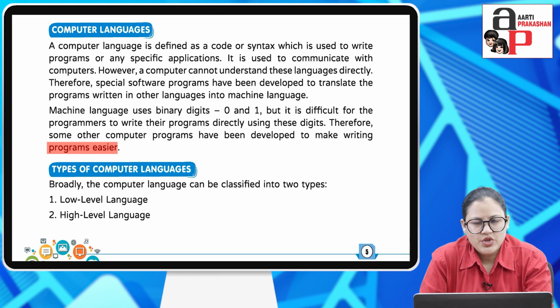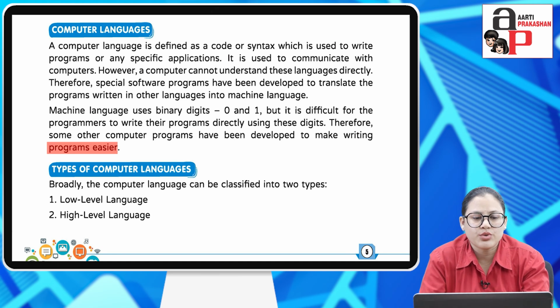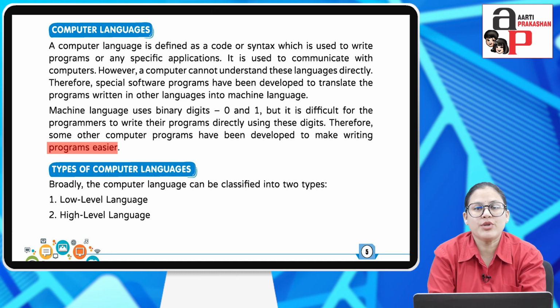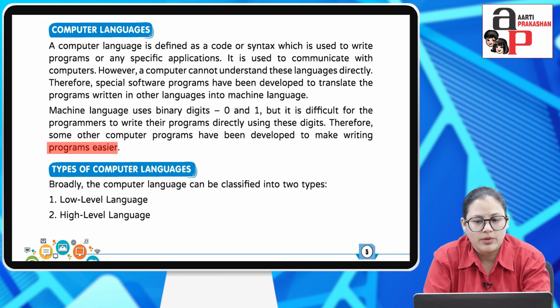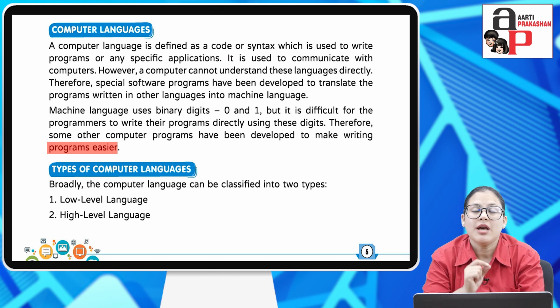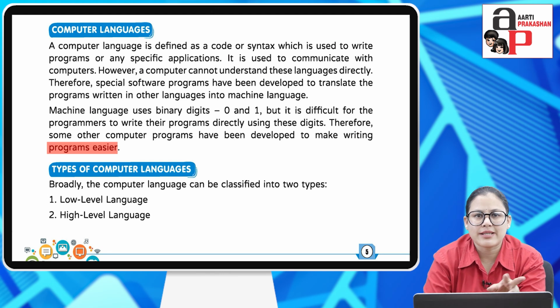What is a computer language? We can define it as a code or syntax which is used to write programs. See, a computer cannot understand languages directly, so there are special software programs which translate programs written in other languages into machine language. And machine language uses binary digits, that is 0 and 1, but it is difficult for a programmer to write programs directly using these digits because there are only two digits, 0 and 1.